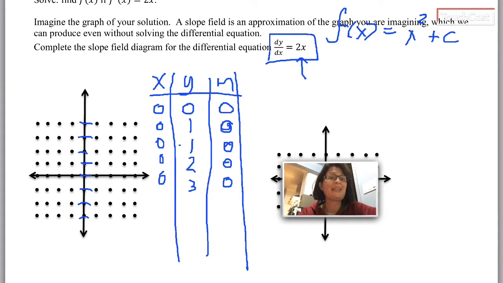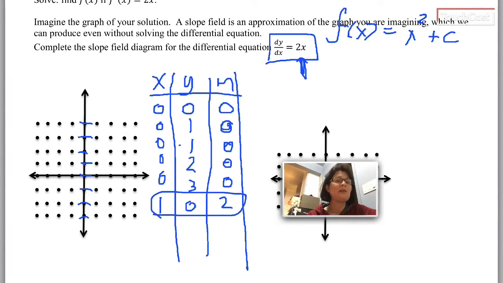Look what happens when I let x equal 1. When x is 1 and y is 0, my slope is going to be, here's my slope function, 2 times the x-coordinate. So 2 times 1 is 2. So I'm going to come to the place on the graph where x is 1 and y is 0. And I'm going to draw a teeny tiny line segment with slope 2. Now I don't need you to get out a ruler and measure up to and over 1 or anything like that. But I do need you to know that a slope of 2, it's uphill, right?